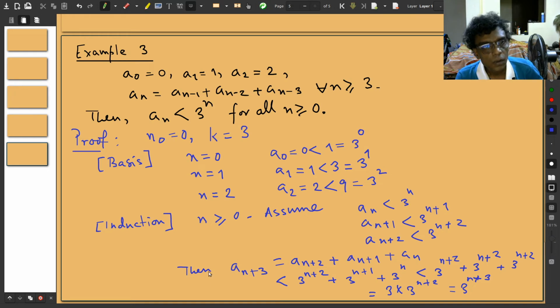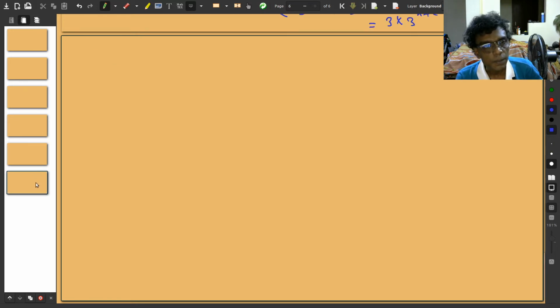So, this case is also quite important, and we will use this form of induction many times in future. But for the moment, I will end this session after telling yet another form of induction and giving an example of that form.